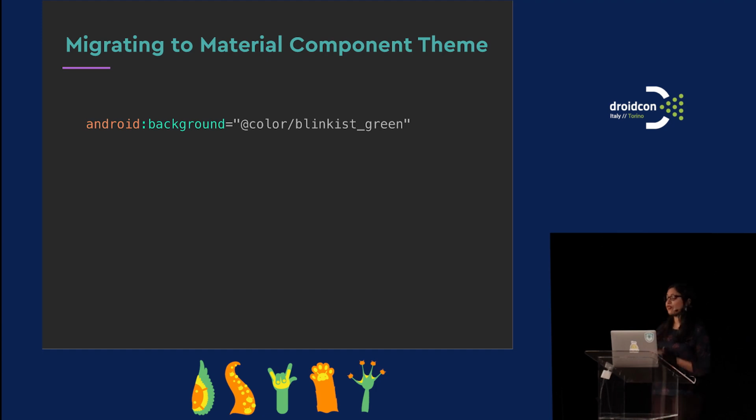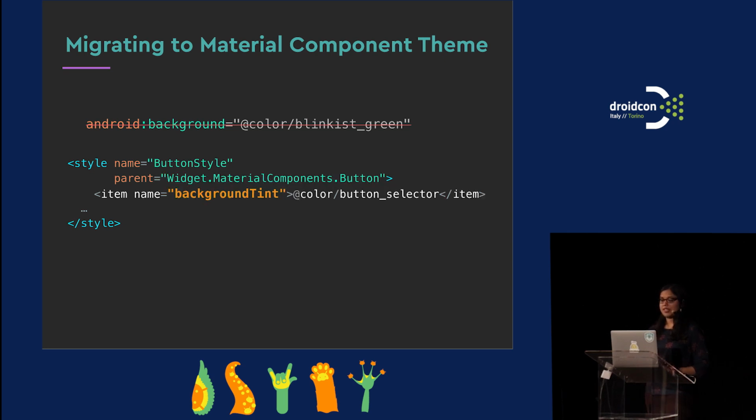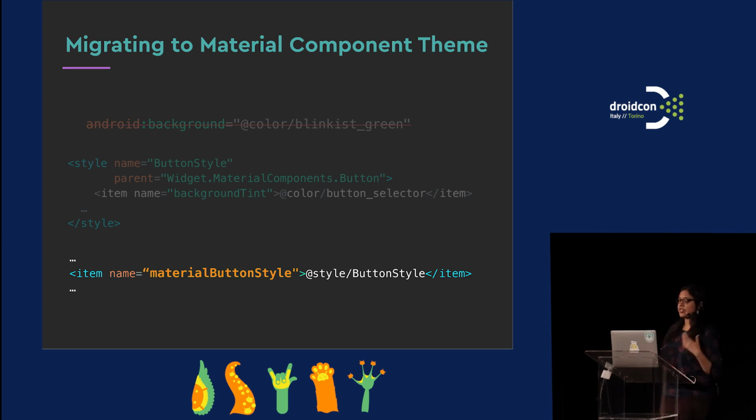And the first thing to note is that when you migrate to the Material Components theme, all of your buttons are now inflated as material buttons. And this is only for buttons right now, I believe. And if you were using android:background to style the background of your buttons, that does not work anymore. You have to use backgroundTint, which accepts a color state list drawable or a color. And there is a new default style attribute called materialButtonStyle. So if you want to apply the style to all the buttons in your app, you can use this.